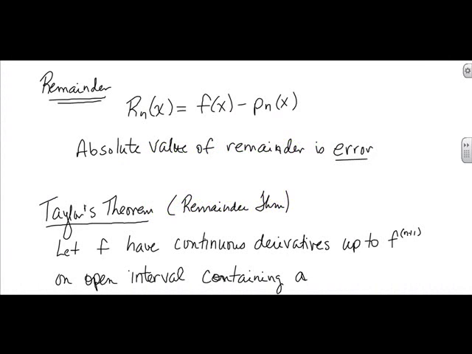So the remainder, when we're talking about estimating or approximating with Taylor polynomials, is the difference between the function and the polynomial. So R_n of x is f of x minus P_n of x. The absolute value of this remainder is the error that we looked at in our last example. And we want to talk about this remainder because the absolute value of that is the error, and it's important to be able to look and talk about how accurate our approximations are.